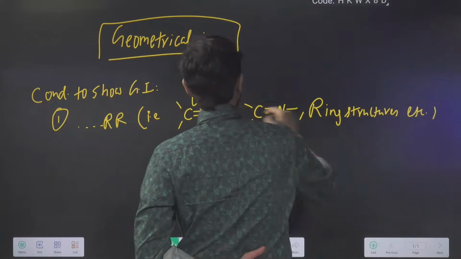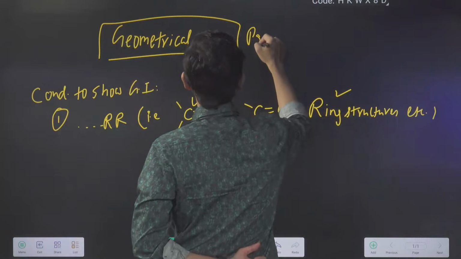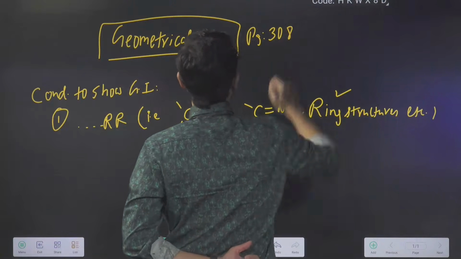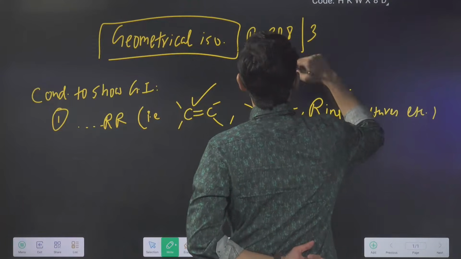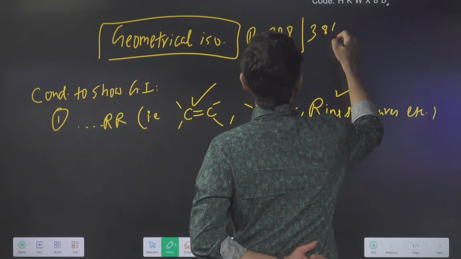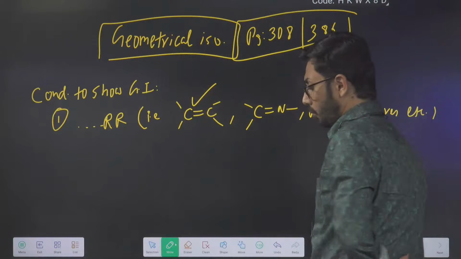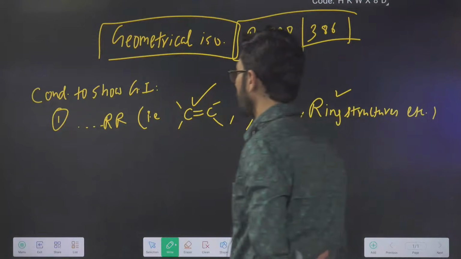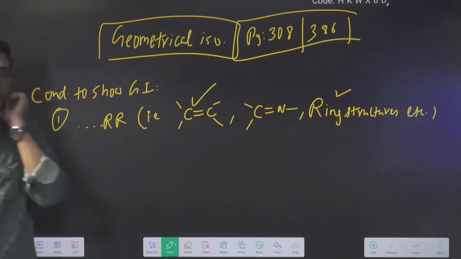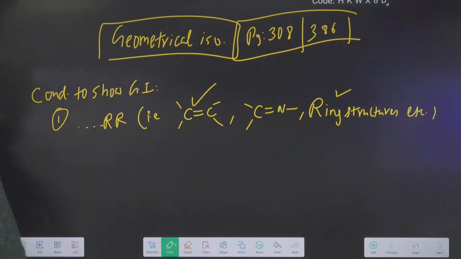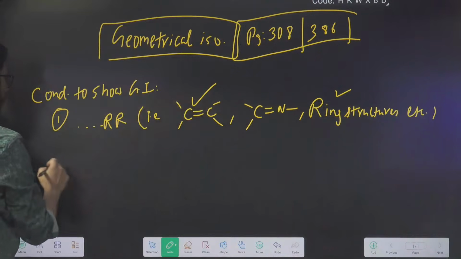Important are ring structures, etc. Important are alkene examples and ring structures. In NCERT, geometrical isomerism is given on page 308, or in the old NCERT, 386. As per your NCERT, you can mark that one. 2 pages are there. And the examples given on these pages are of alkenes only. So the first condition is there must be restricted rotation like alkenes or ring structures, or other possibilities also.